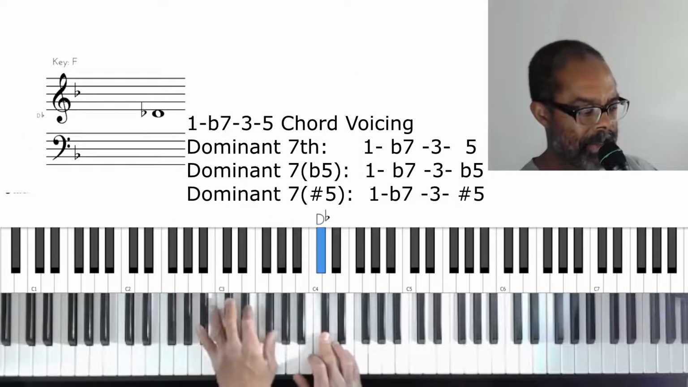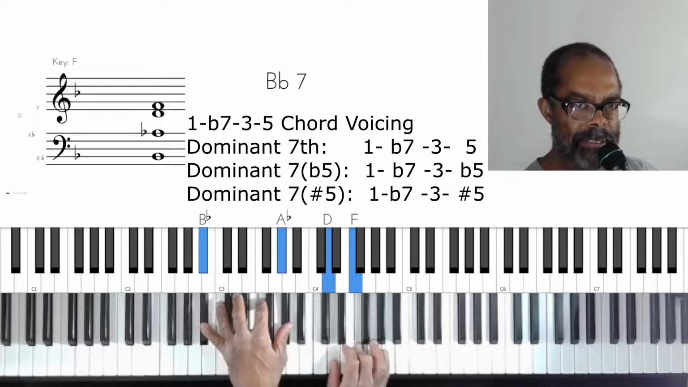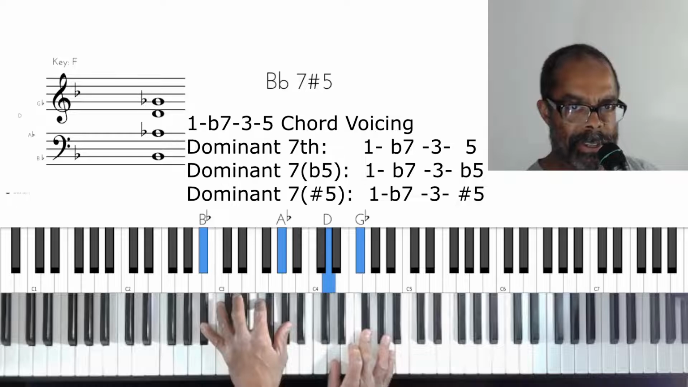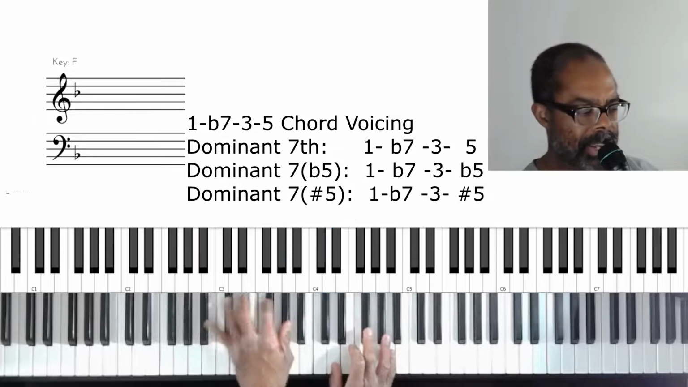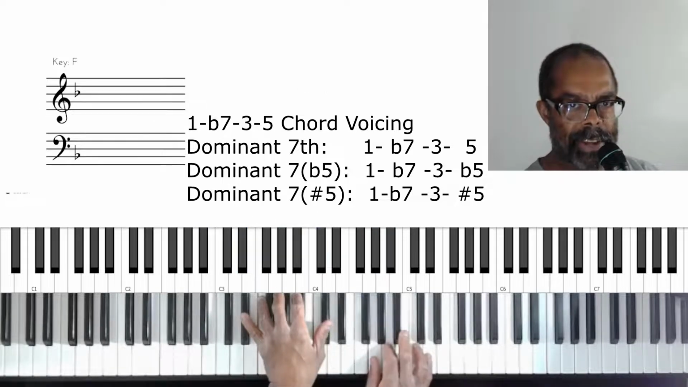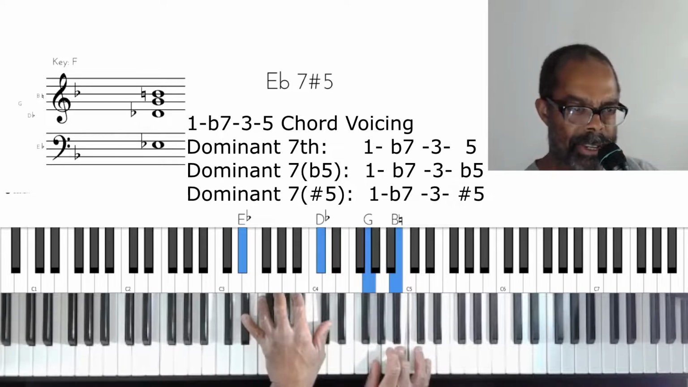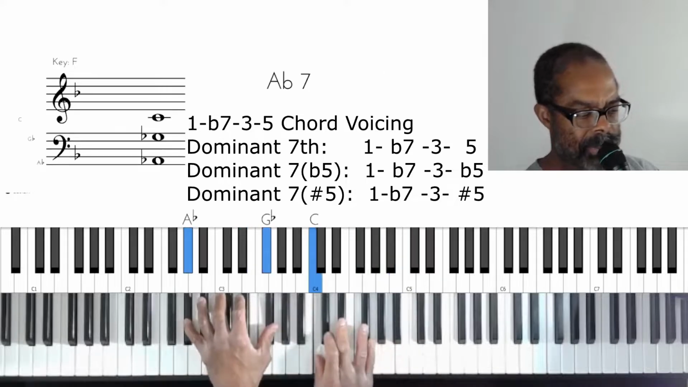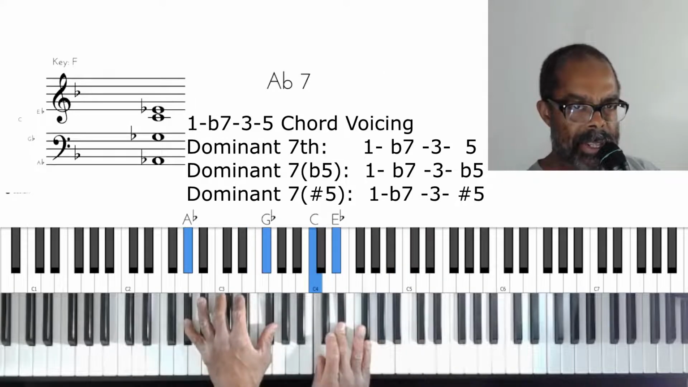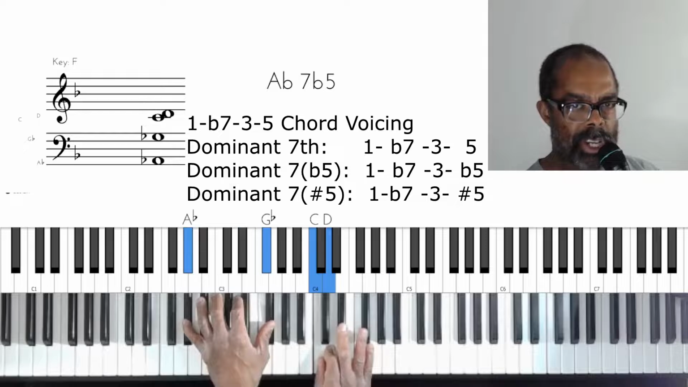Okay, key of B flat. We got that flat 7 right there. So B flat 7 is here. B flat 7 flat 5. B flat 7 sharp 5. Key of E flat. E flat 7. E flat 7 flat 5. E flat 7 sharp 5. Okay. Key of A flat. A flat dominant 7 flat 5. A flat 7 sharp 5.